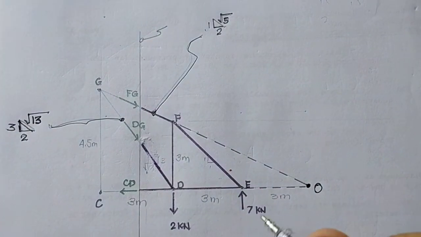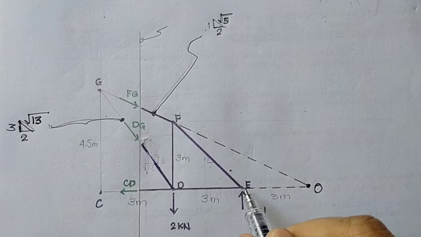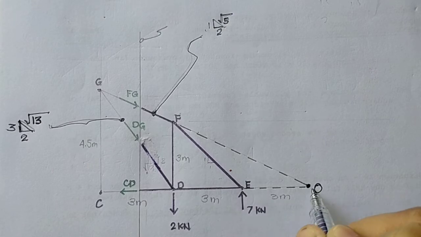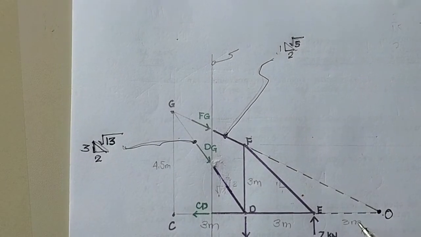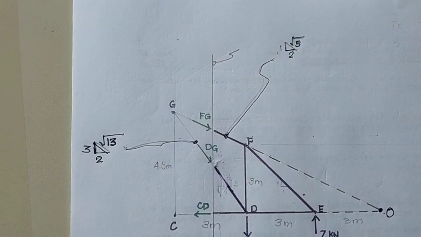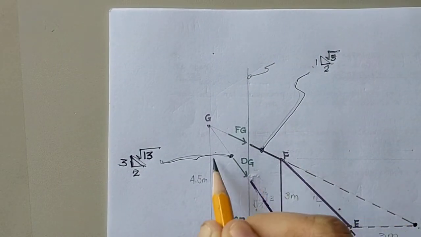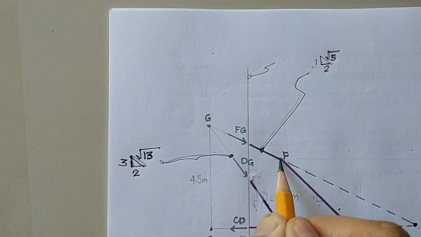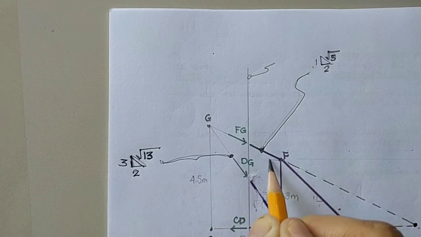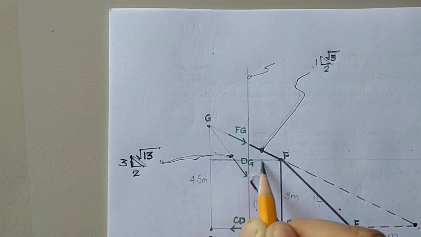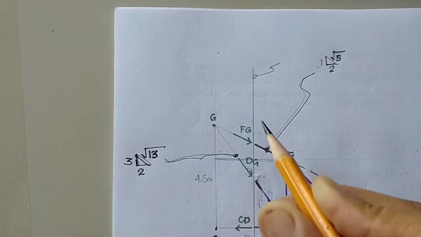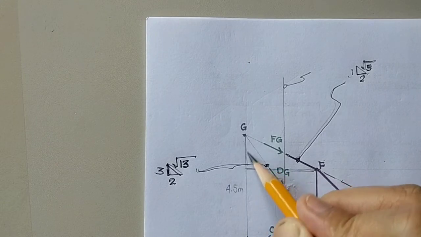Okay, we can find the distance from point E to O as 3 meters, because through similar triangles, we can draw the triangle here from point F traversing to this horizontal distance. This is 3 meters. This is 1.5 meters.